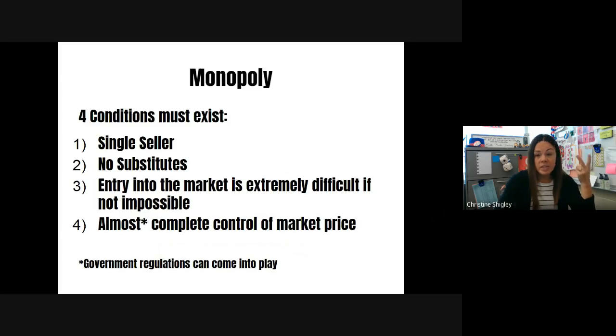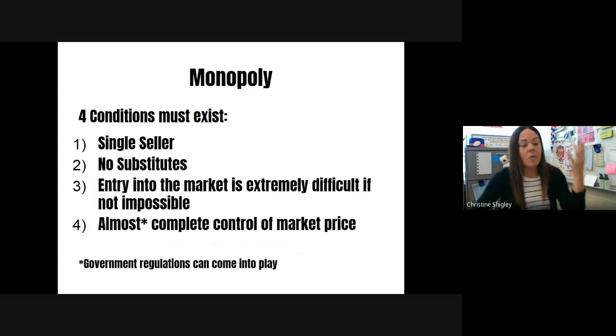Very, very important is number 2, there's no substitutes for that product. They're easily and readily available and make sense. Number 3, entry into the market is extremely difficult, if not impossible. And then number 4, that company has almost complete control over the market price. And that "almost" has a little asterisk by it because there are laws in place to prevent things like price gouging, right?